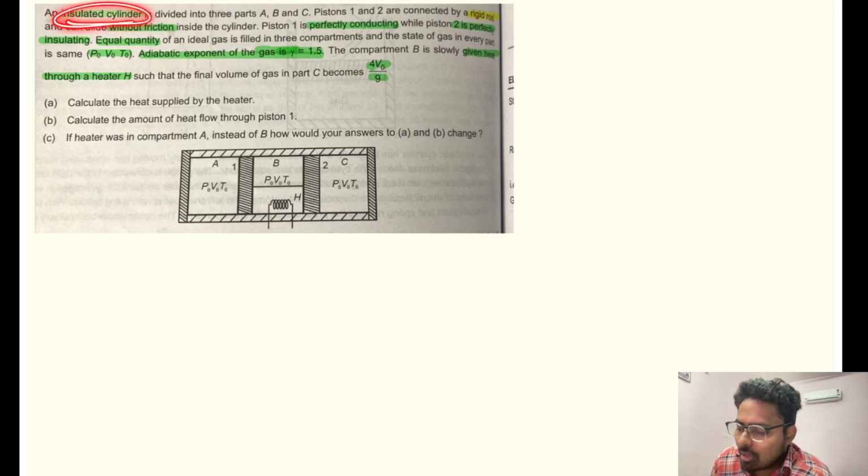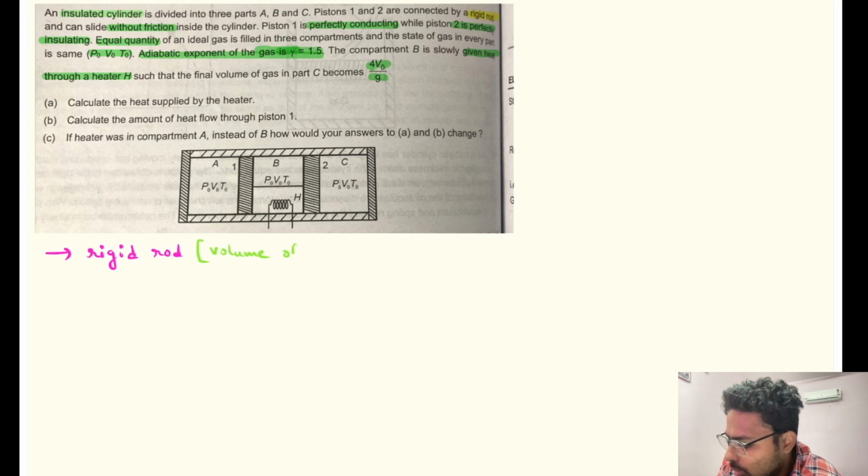The first point is insulated. I already told you the importance of this one: no heat can be supplied to the surroundings, or taken from the surroundings. Remember that point. So it's of no use considering heat going outside or coming in from outside. That's done. The second important point is the rigid rod.